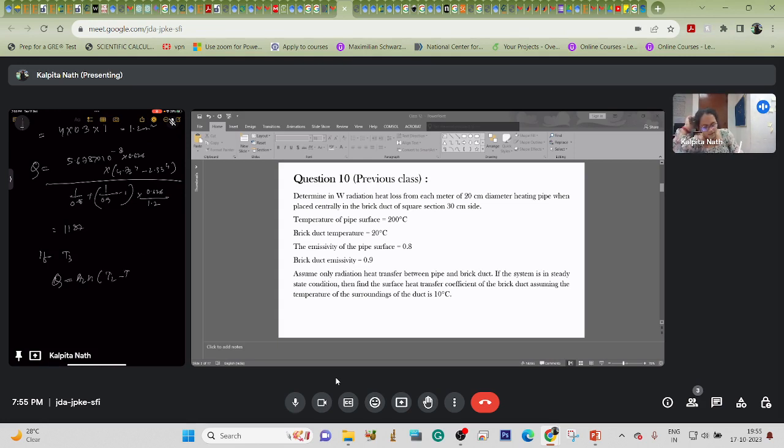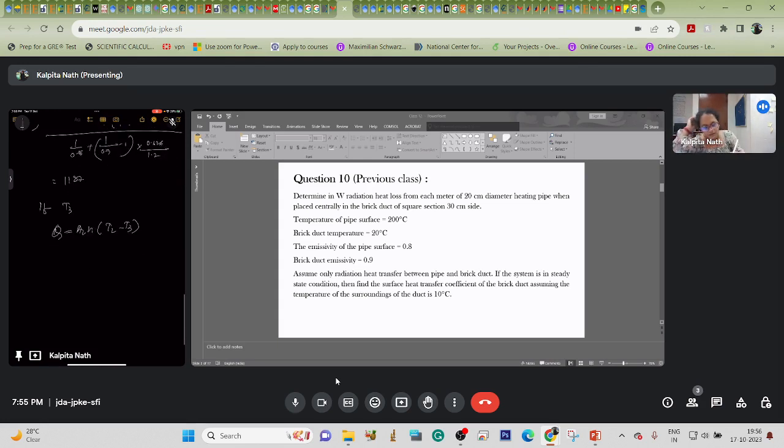Now for the second case, if T3 is the atmospheric temperature, then Q is equal to A2 H (T2 minus T3), as here convection will be taking place. So H is equal to Q upon A2 (T2 minus T3). So this is 1187 upon 1.2 into (220 minus 10). This is 98.9 watt per meter square degree Celsius. Okay, so this is done.